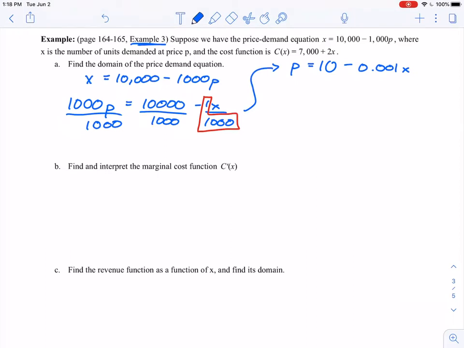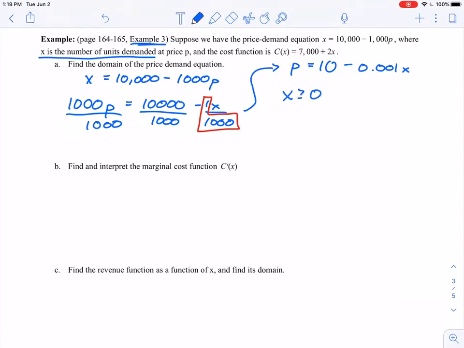Now I'd like to talk about the domain of this function. So the domain talks about the values of x that make sense for our problem. So a few things will be helpful for us. The first is to remember that x is the number of units demanded here. I'm going to assume that there is always a positive, or rather at least a non-negative number of units demanded. So on the one hand, I'm going to say, well, x should be greater than or equal to 0.